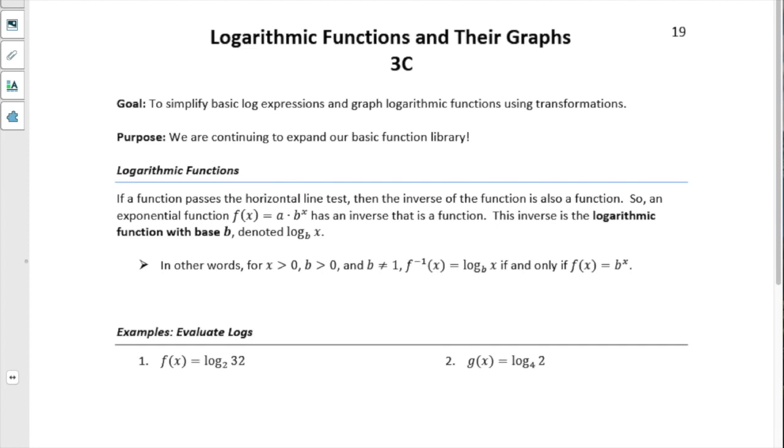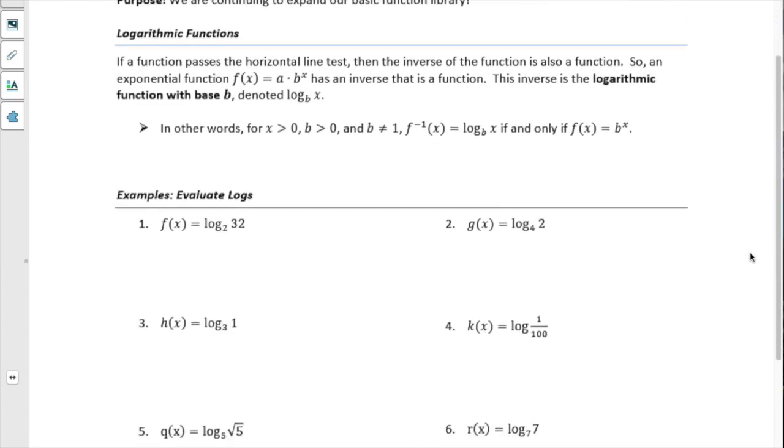We're going to be going over logarithmic functions and their graphs, which I know are your favorite, so you're just going to love every second of this video, I'm sure. You can see what our goal and purpose are for today. We're just trying to deal with basic log expressions and their graphs so that we can keep making our function library a little bit better.